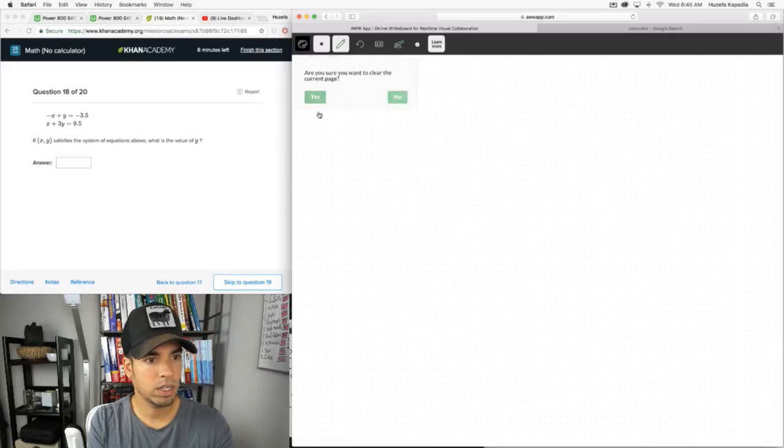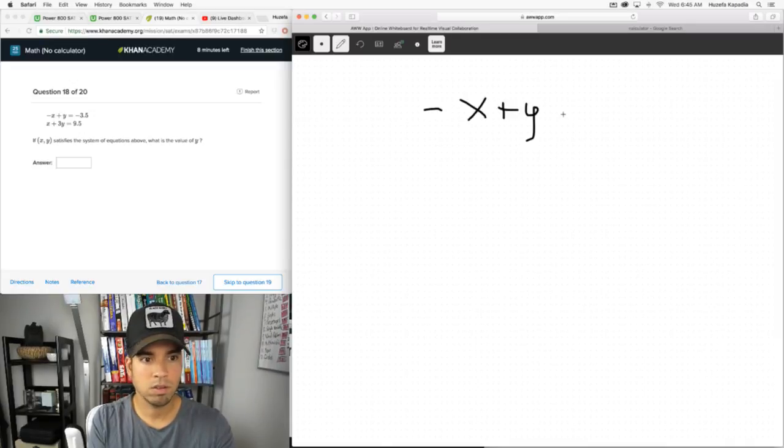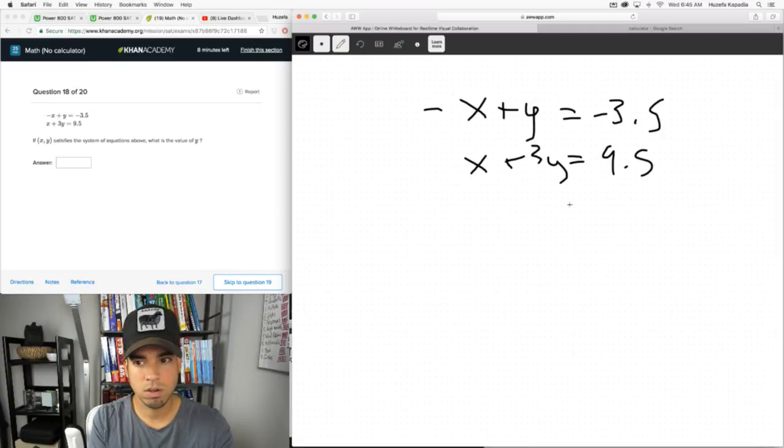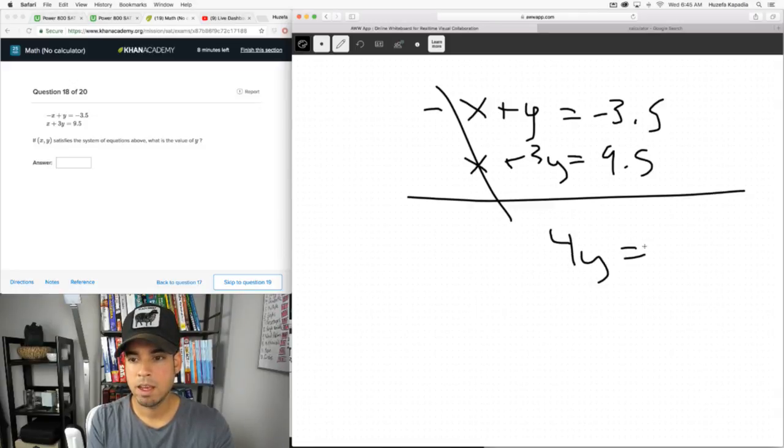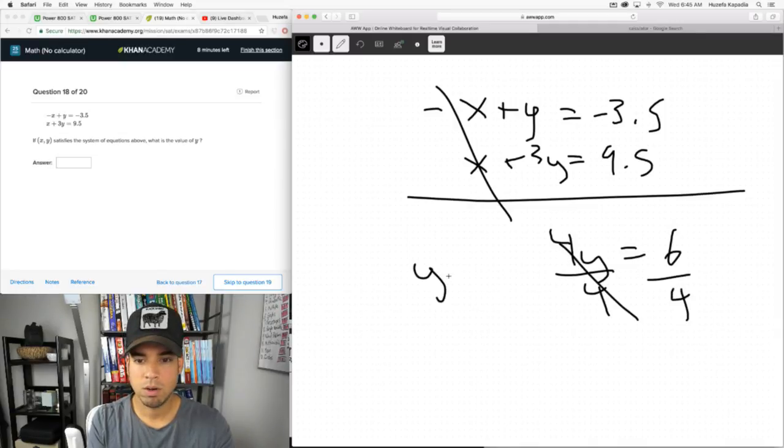Next one, we got a system of equations. What is the value of y? Let's go ahead, it's perfectly set up for elimination. So this actually isn't too hard. We just add these guys. X's cancel out, right? We got 4y equals negative 3.5 plus 9.5, which is 6. Divided by 4, divided by 4. We got y equals 6/4 or 3/2.